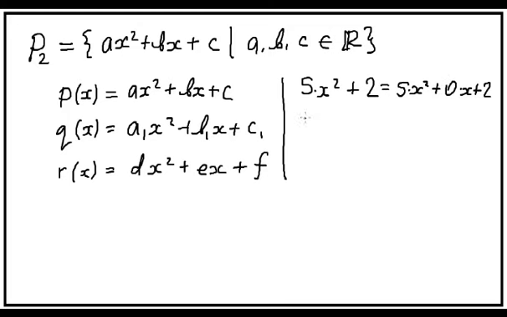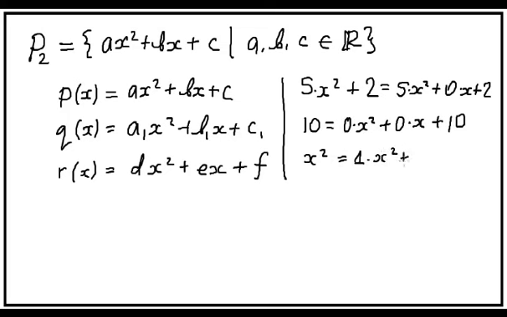Also, 10 is an element of this set. Here, not just the b, but also the a is 0. So we think of it as a polynomial of second order with 0 times x squared plus 0 times x plus 10, and so on. Obviously, just x squared is still an element of this set, and so forth.